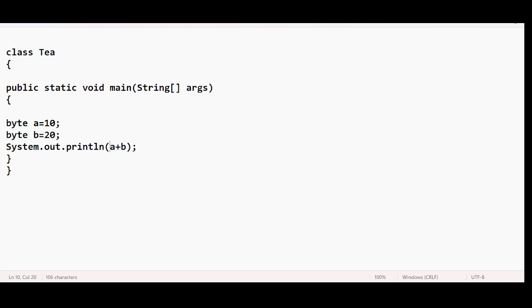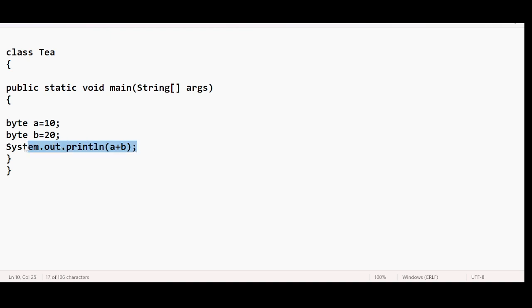But in this case, as you said, we will not get any error, because even though you give a, even though you give b, directly in the system.out.println statement, it will convert these values to the integer data type.